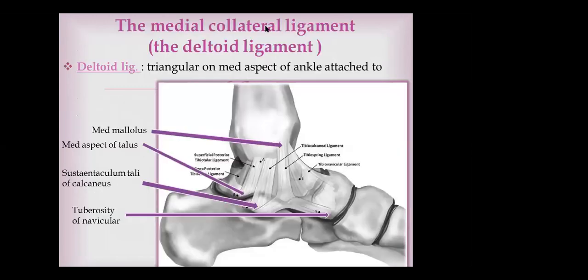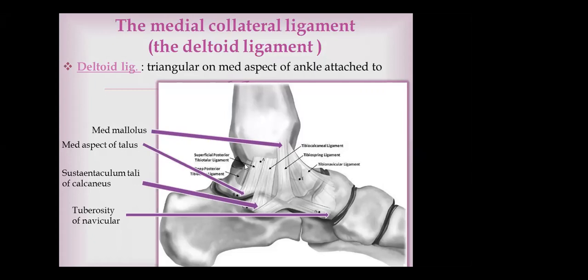Now we talk about the medial collateral ligament, which is called the deltoid ligament. It's a triangular ligament that is divided into superficial and deep parts. The superficial part connects between the tibia, talus, navicular, and the calcaneum. First the tibionavicular ligament, the tibiospring ligament, which has two ends attached to the sustentaculum tali of the calcaneum and the navicular tuberosity, and the tibiocalcaneal ligament, and the superficial posterior tibiotalar ligament.